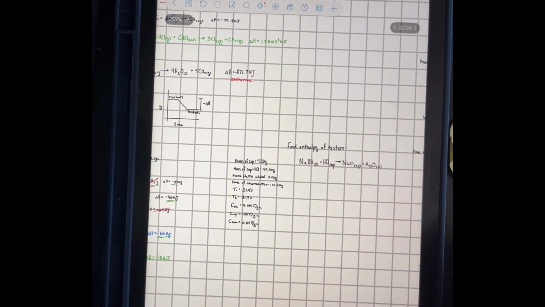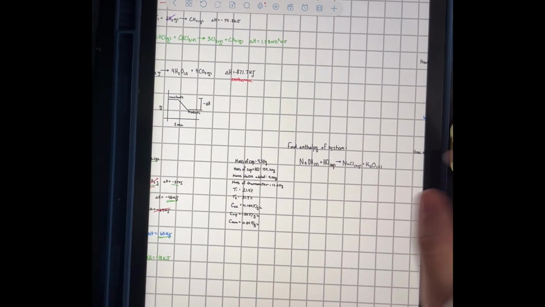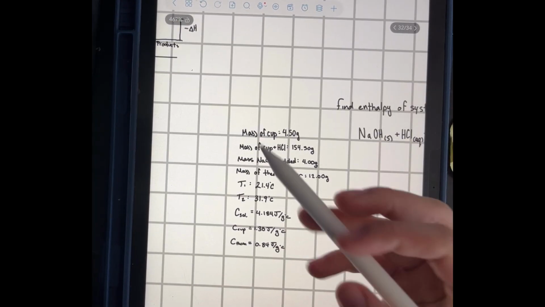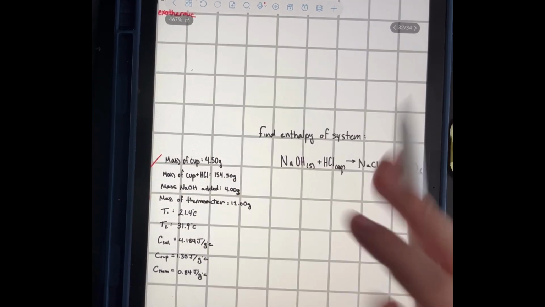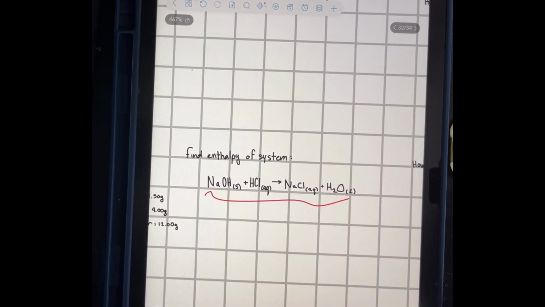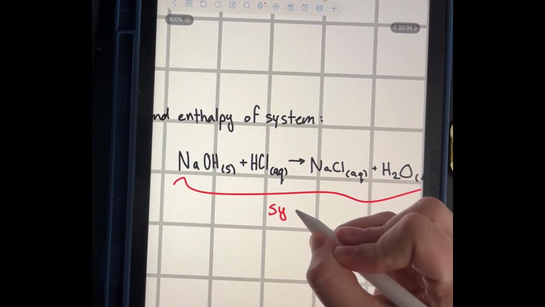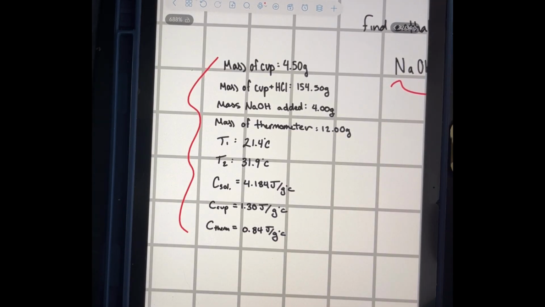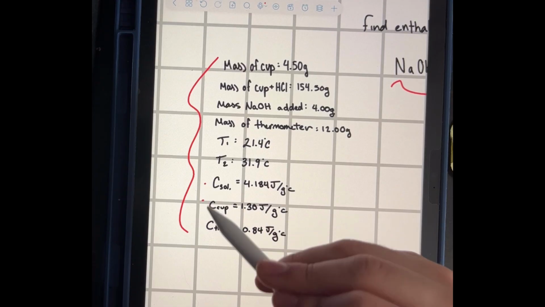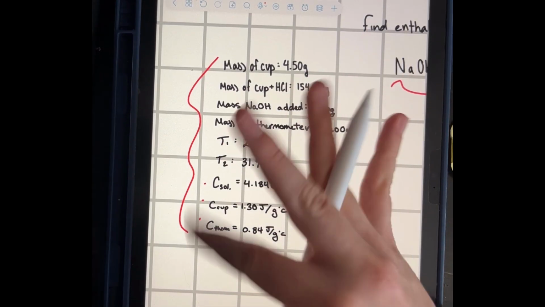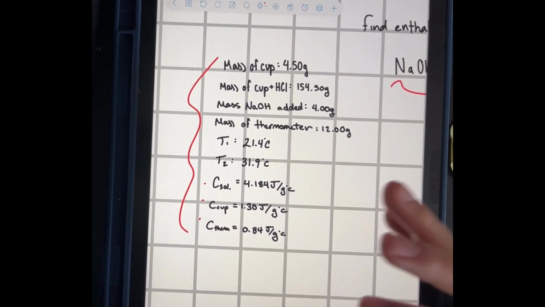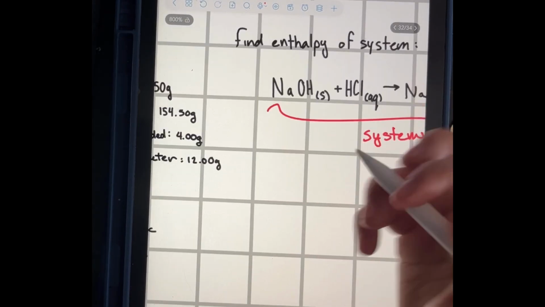So the last one I'm gonna do before I do work on my own is finding the enthalpy of a system. So here I am given a set of values and I'm given an equation here. So as soon as you can see an equation, you can kind of just assume that this will be the system, and all of our values will be calculated as surroundings. So we have a bunch of different specific heat capacities. So what this is basically telling us is that we are going to have a few different surroundings to take note of.